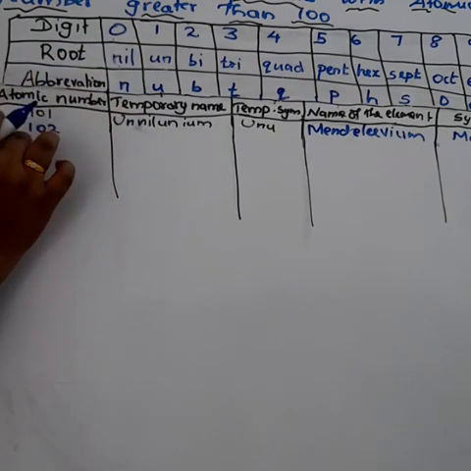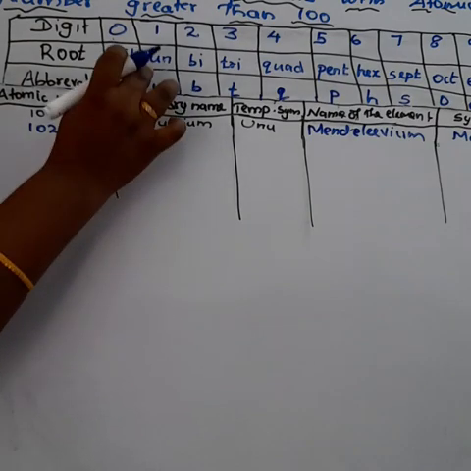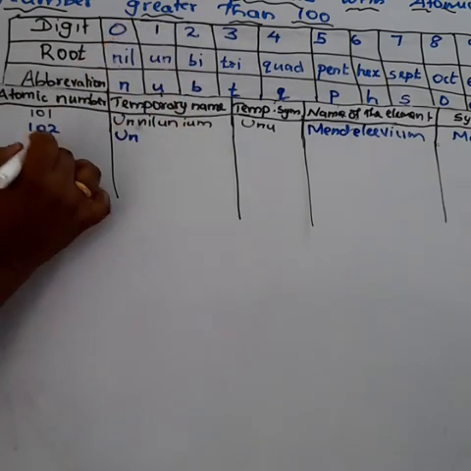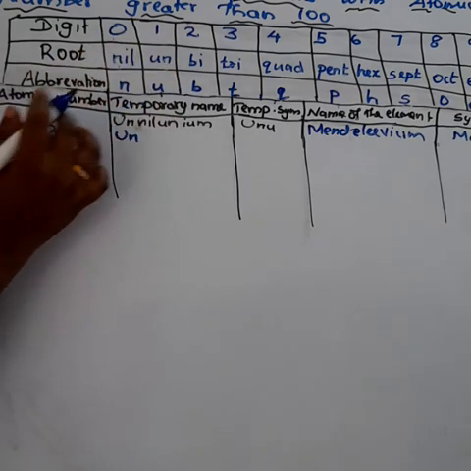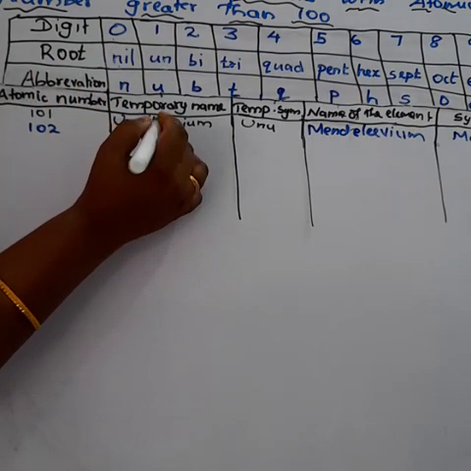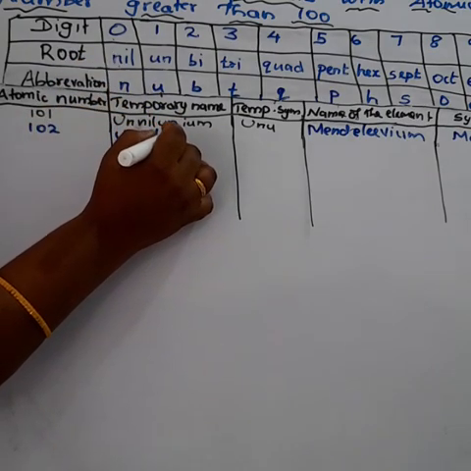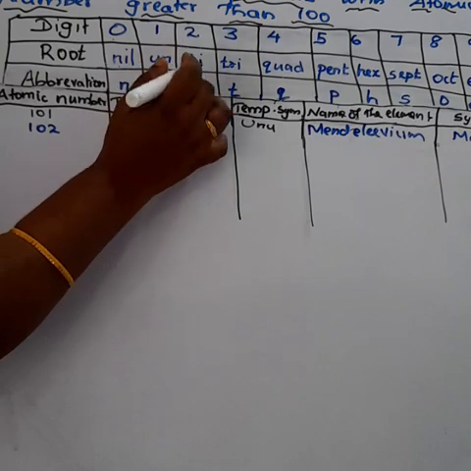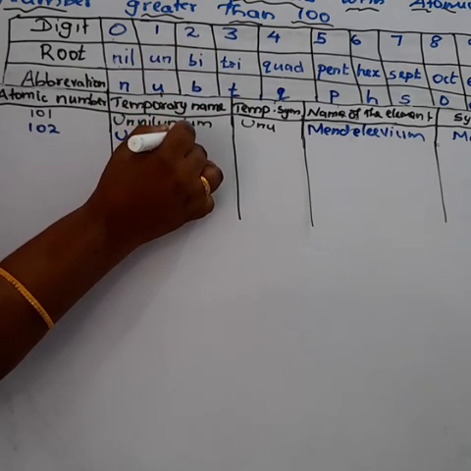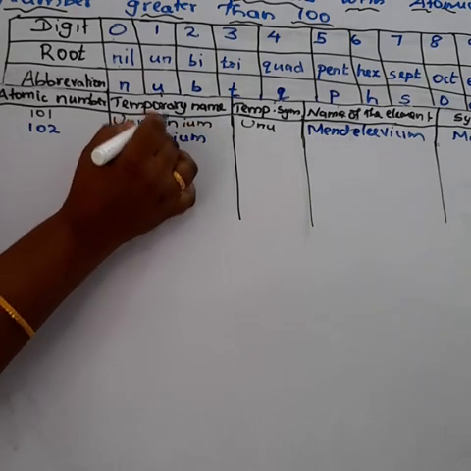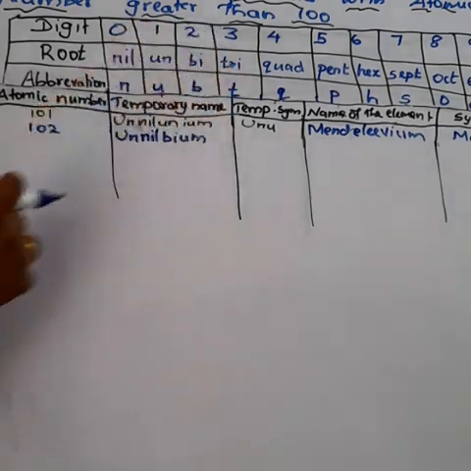For 1, what is the temporary name? 102 means 1, what is the numerical root here? And for 0, what is the numerical root? Nil. For 2, what is the numerical root? Bi. Okay. Here the suffix is ium. The suffix ium will come after the bi. Here the i of bi we can omit.